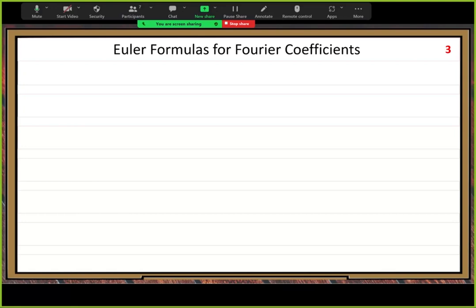Euler formulas for Fourier coefficients. This Euler formula is different from that famous Euler formula, e to the i. This one is about the Fourier series, the Fourier coefficients, because Euler discovered a large number of formulas.